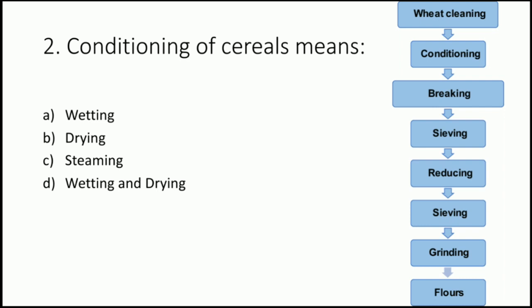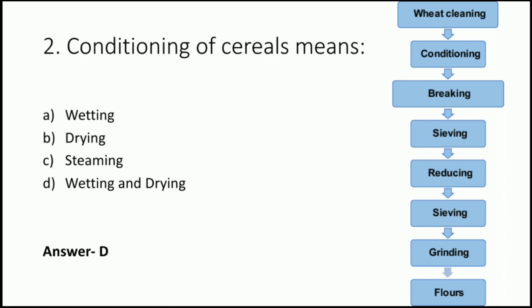Now the correct answer is option D, that is wetting and drying. Conditioning is also known as tempering. In this step, we treat the grain with water and heat. We give both the heat treatment and water treatment. Due to this treatment, there will be some physical changes in the structure of the grain. The bran, the outermost layer, will get tough, while the endosperm will mellow down.